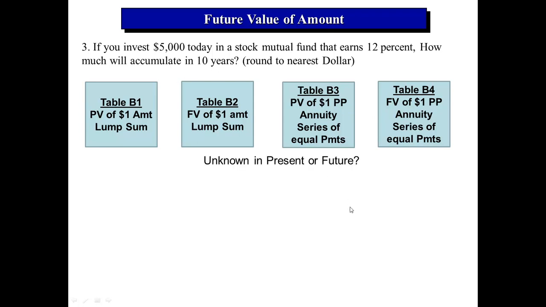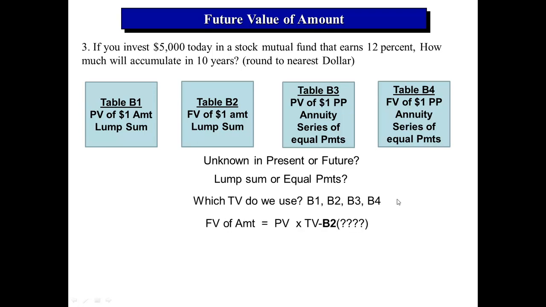Alright, this is a little different kind of situation. We know the present amount, which is $5,000. We know how much it will accumulate in 10 years. We know 10 years and we know 12%, so let's see if we can come up with the future amount here. The lump sum is what we're looking for, and the unknown is in the future.